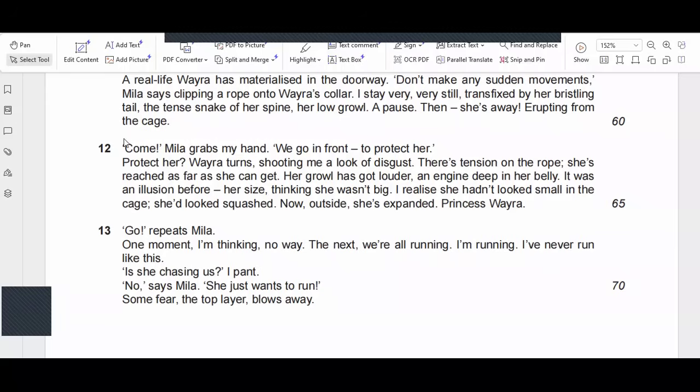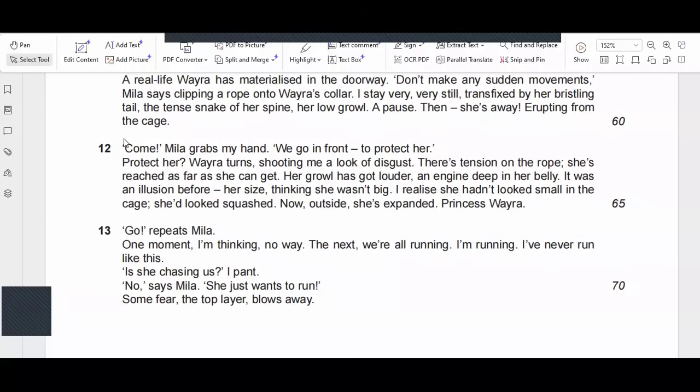And the narrator realized that she had been mistaken about her size. She did not look small in the enclosure. She had just looked cramped. Now outside, she appears much larger and more impressive, and the narrator thinks of her as the princess. "Go," Mila says again. For a moment, Laura thinks that there is no way she could do that.